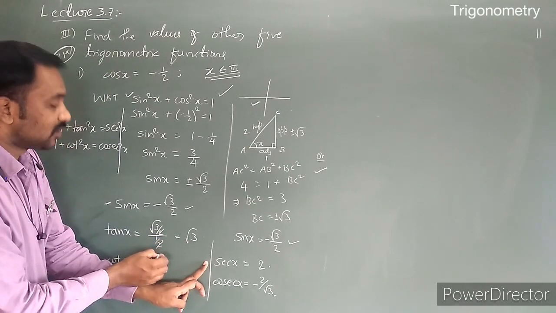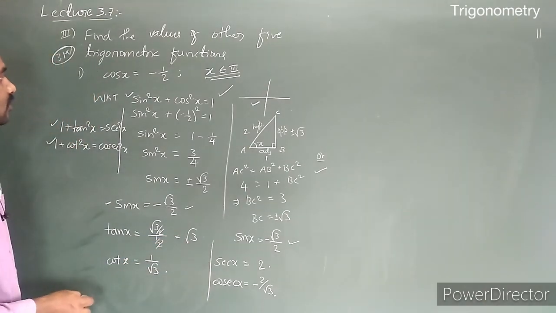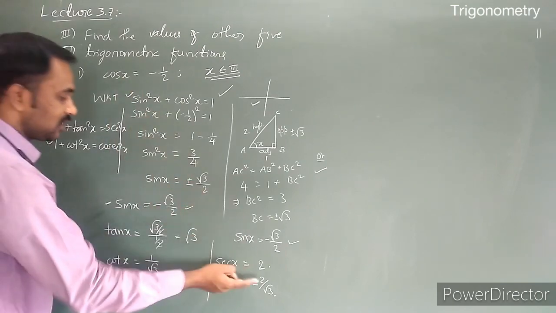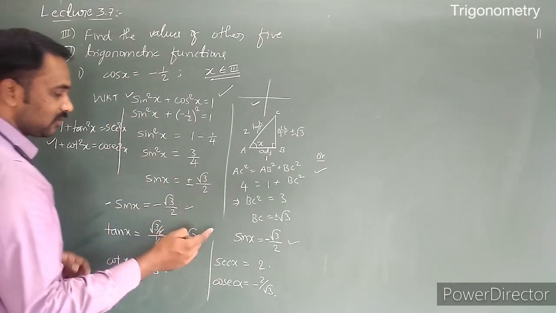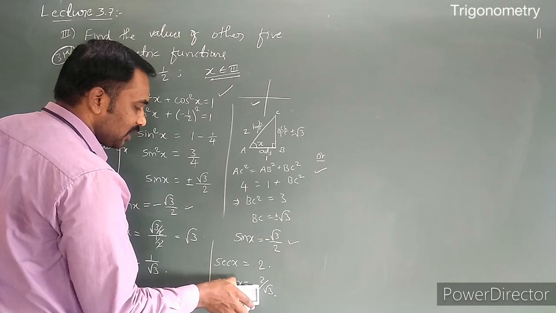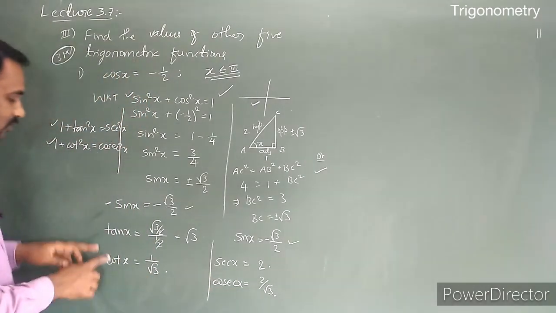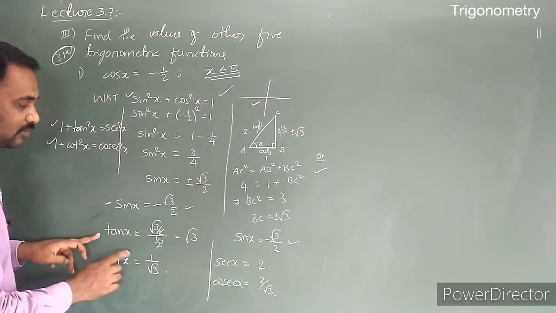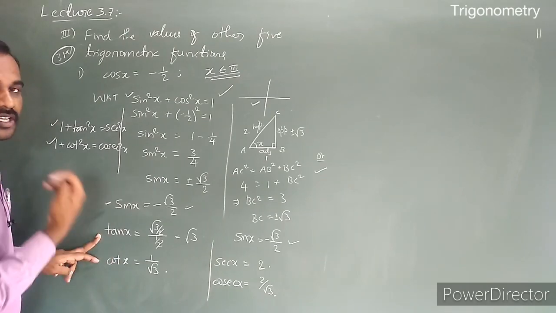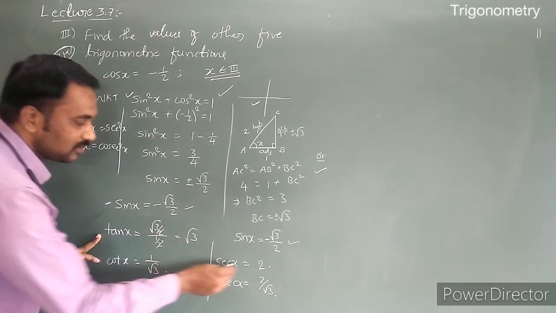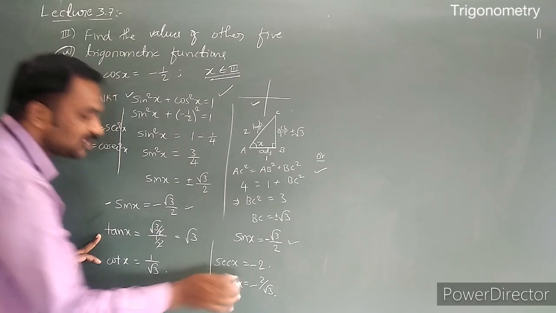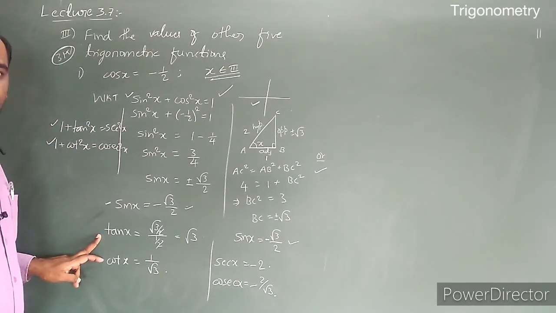Tan is third quadrant. Once again, what are the ratios? Sorry, here in the third quadrant, tan is positive, cot is positive. Tan and cot are positive. Except these two ratios, remaining are all negative. So this is negative, this is negative, this is negative. That's all. Are you clear?